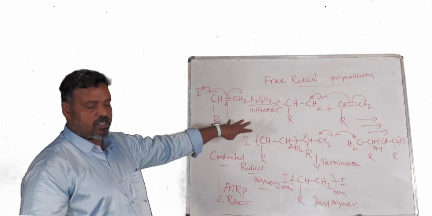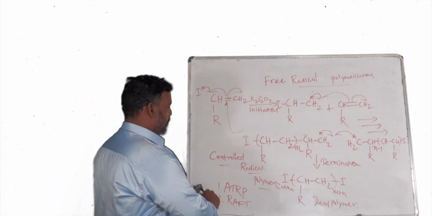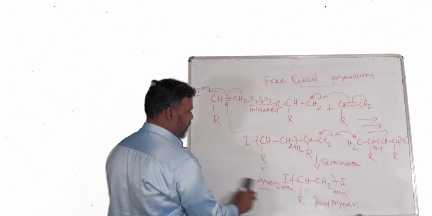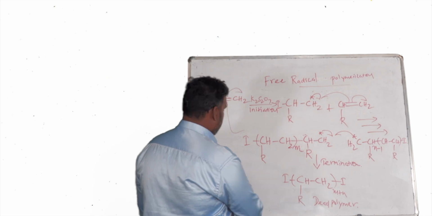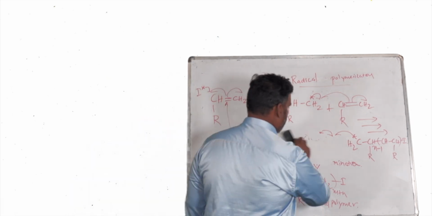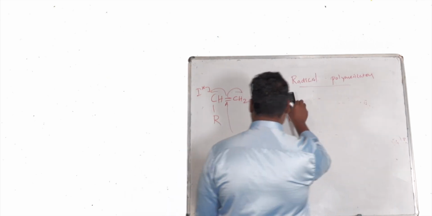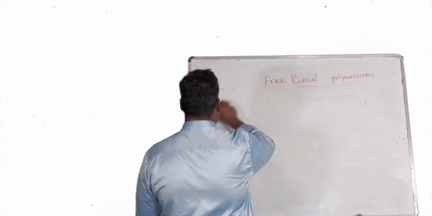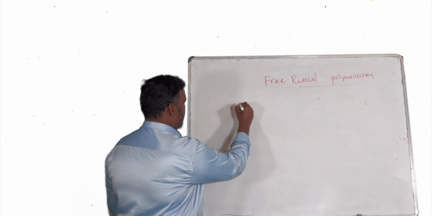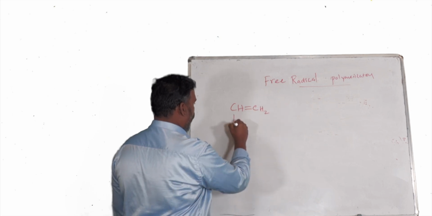So this is the mechanism of free radical polymerization, using which you can prepare any number of polymers having a vinyl group. What is the criterion for a monomer to undergo free radical polymerization? It should have a vinyl group. I should have shown this in the first step itself. Let's say this is a typical vinyl group, double bonded, with OR or anything else as the substituent.